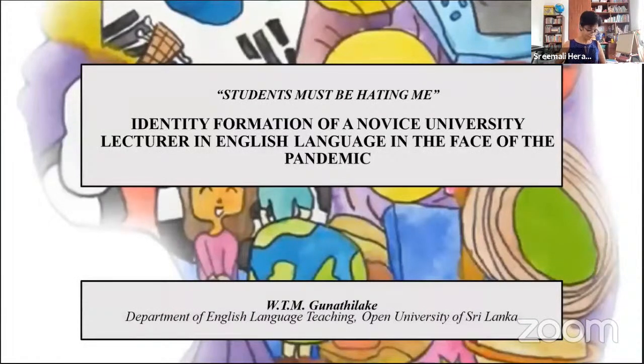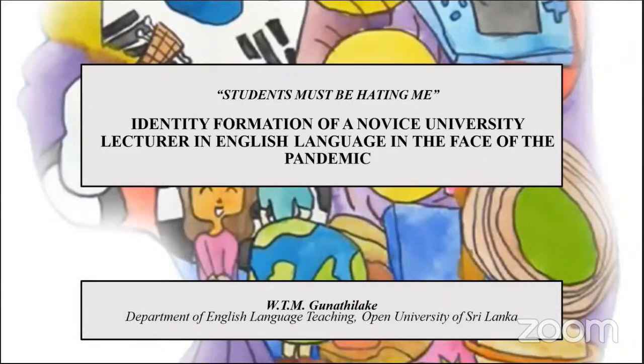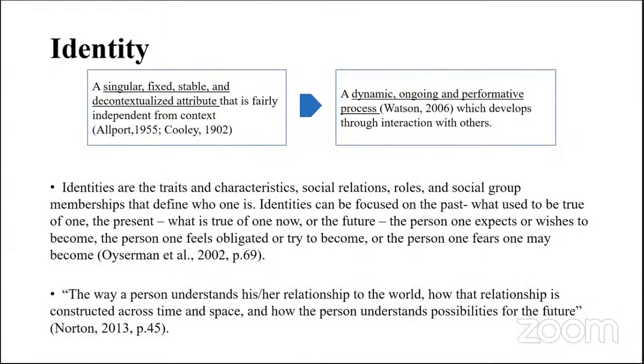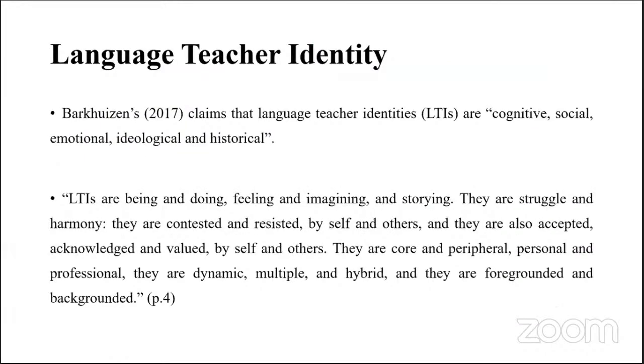Greetings, everybody. Students must be hating me. My study is titled Identity Formation of a Novice University Lecturer in English Language in the Face of the Pandemic. First, we'll take a look at the concept of identity. Identity was previously viewed as a singular, fixed, stable, and decontextualized attribute that is fairly independent from its context. But this perception has changed, and identity is viewed as a dynamic, ongoing, and performative process. According to Norton, it is the way a person understands his or her relationship to the world, how that relationship is constructed across time and space, and how the person understands possibilities for the future.